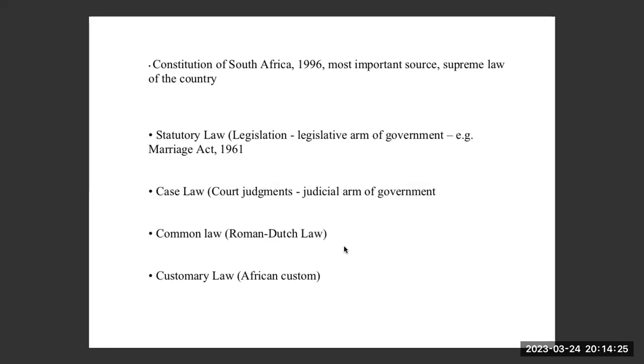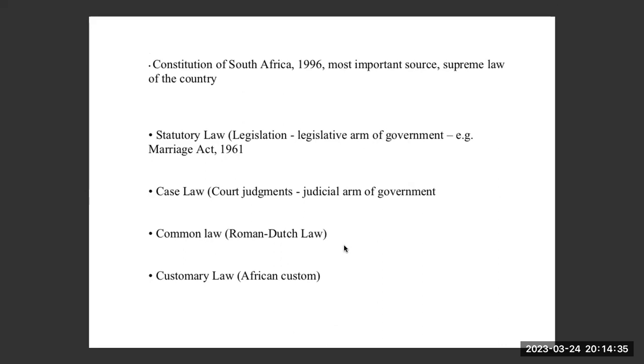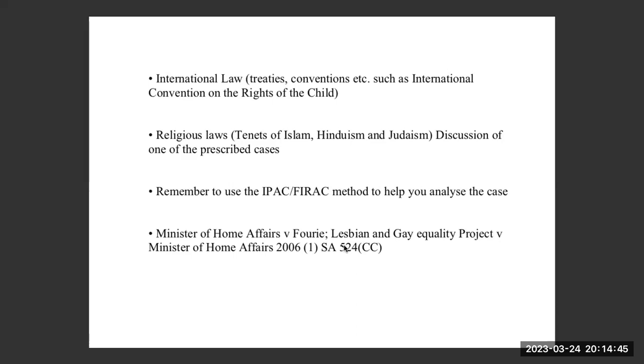So in summary, we have the constitution, statutory law, case law, common law, and customary law. And then we have international law. International law deals with the treaties, the conventions, like the United Nations. We have the International Convention on the Rights of Children. There's a whole chapter in the textbook that deals with the International Convention on the Rights of Children, child abduction, and so on. It's a very interesting subject. If you're looking to write something on it, it's actually very, very interesting. You can read that one yourself, but we're still going to cover that in future.